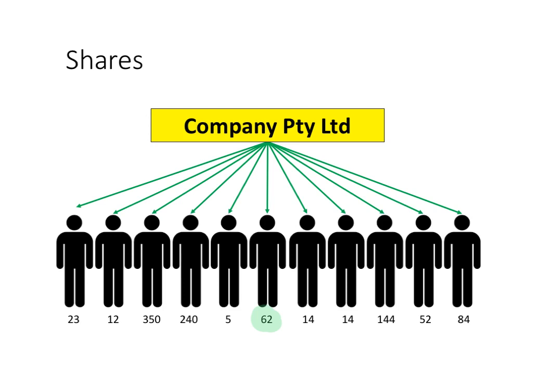In total, Company Proprietary Limited has 1,000 shares. So you owning 62 shares means you own 6.2% of the company. So assuming you're an ordinary shareholder, because you are a shareholder in the company, you are entitled to dividend payments, and you're also entitled to vote at company meetings to make decisions as the owner of that company.